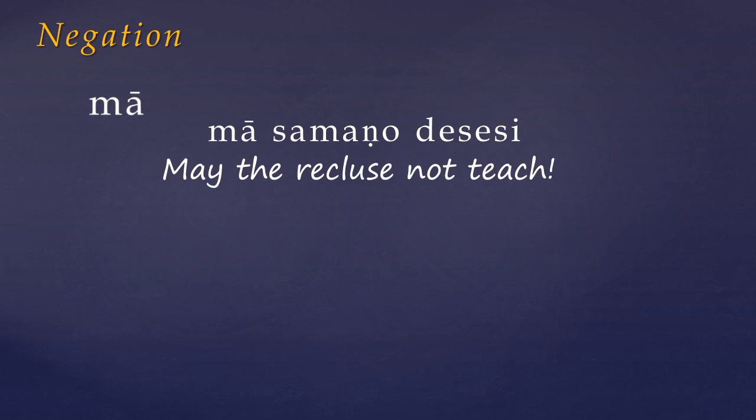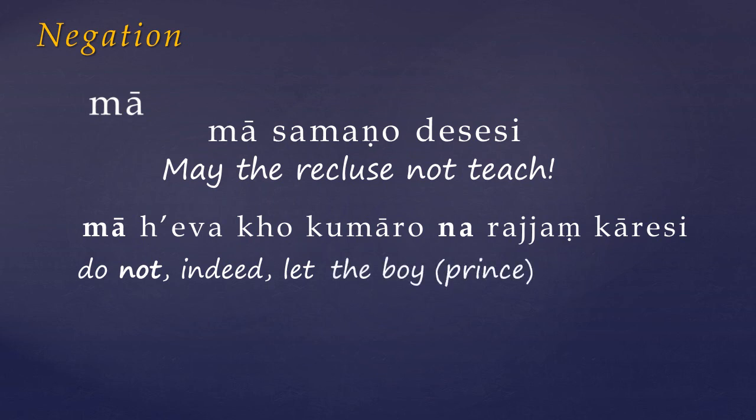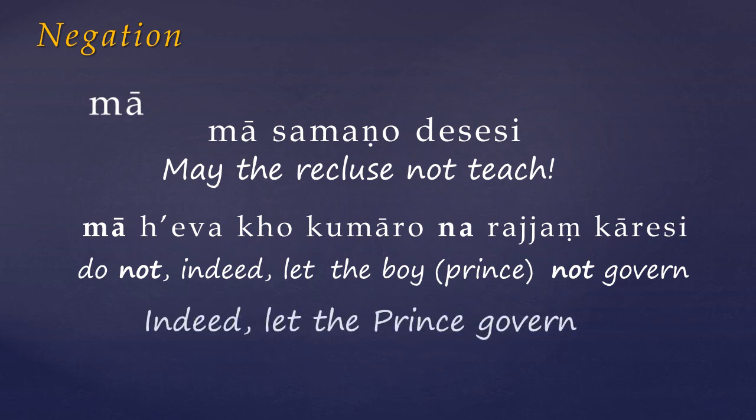Finally, a double negation, where there are two negative particles in the same sentence, implies a strong positive affirmation. So if we take Warder's example, here the verb is karesi, an aorist form of kar, meaning to do. And kumaro means literally the boy, and this can be a euphemism for a prince, whilst rajang means something like sovereignty. So a rough translation would be, do not indeed let the prince not govern. And the double negative becomes a strong affirmation, meaning let him govern, or he must rule.